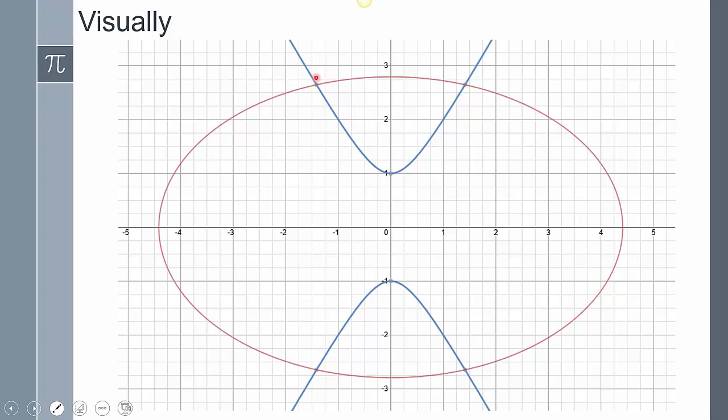And so visually, this is where we're going to see it. This is about where negative root 2 is. This is where our positive root 2 is. And there's our positive root 7 and our negative root 7.